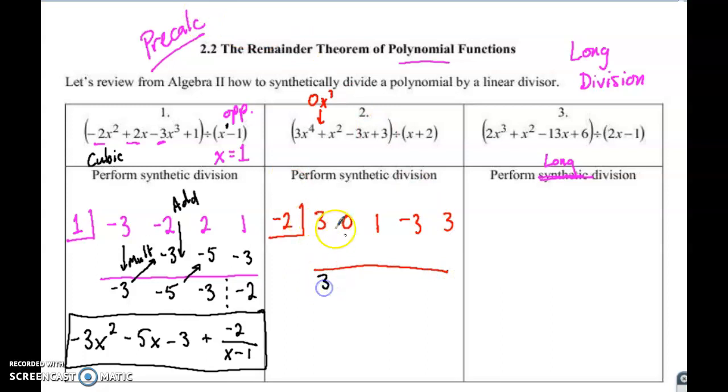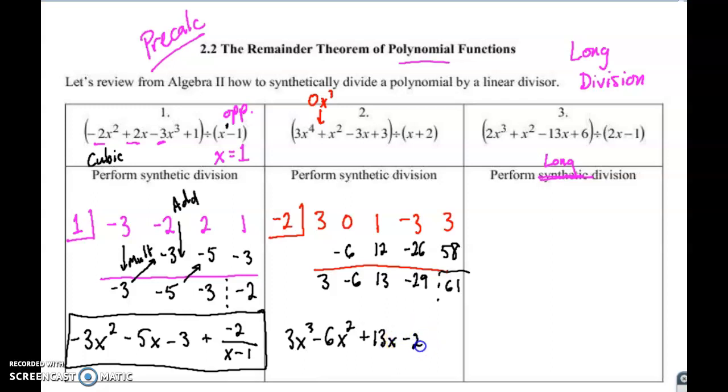Bring the 3 down, multiply by what's in the box. Adding straight down. Multiply. Adding. Multiply. Adding. And multiply. Let's see, 2 times 30 would be 60. So that must be 58, with a remainder of 61. So it doesn't matter how you think about what your answer is. Just make sure that you get your remainder over what you divided by.